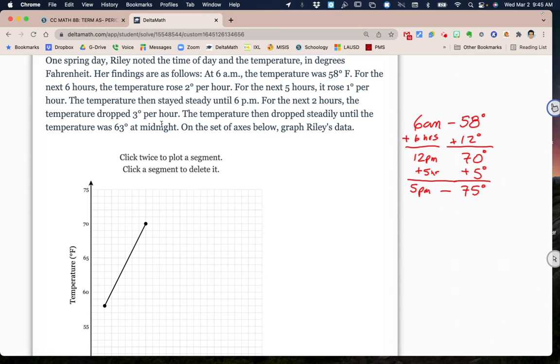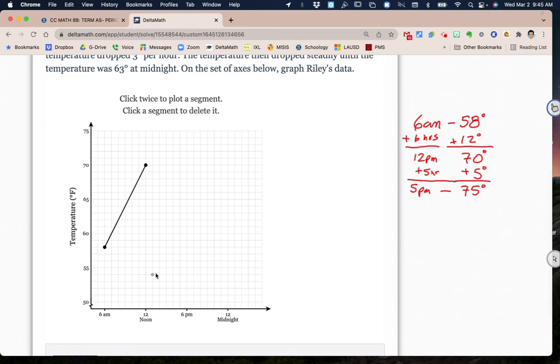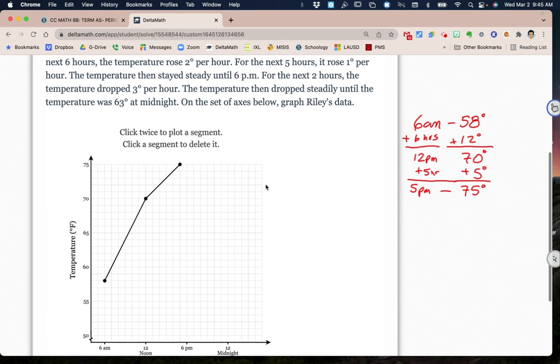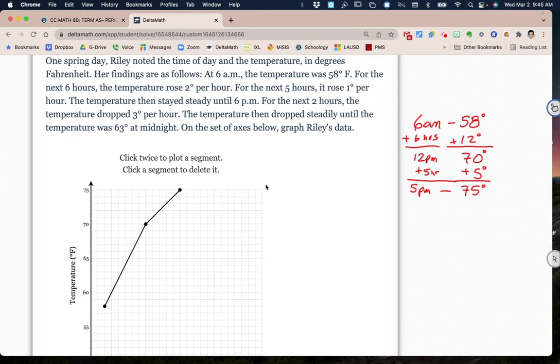So you see, you just take it step by step, and it's not so bad. So we want 5 in the afternoon, and we want it to be 75. Well, 75 is way up here. Oops, connect. There we go. Yep, that looks good. So far, so good. Everybody with me? Maybe some of you are ahead of me.